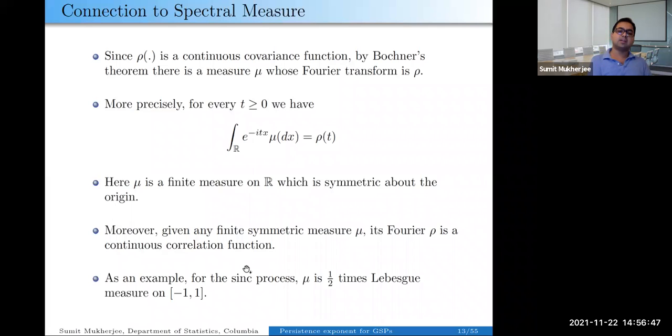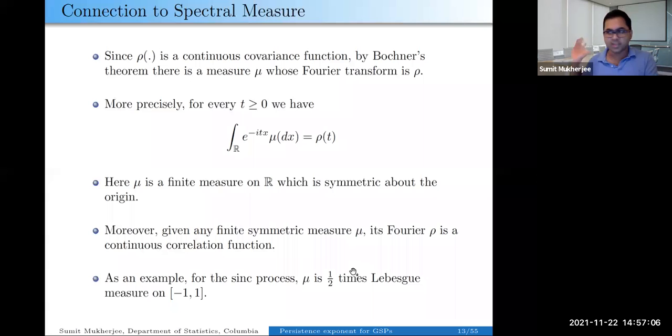And just to give you an example, if you take the sinc process that I described in the last slide, the corresponding spectral measure turns out to be something which could be interesting in its own right, which is just a uniform distribution on minus 1, 1, right? So half times Lebesgue measure. So that's what happens for the sinc process.